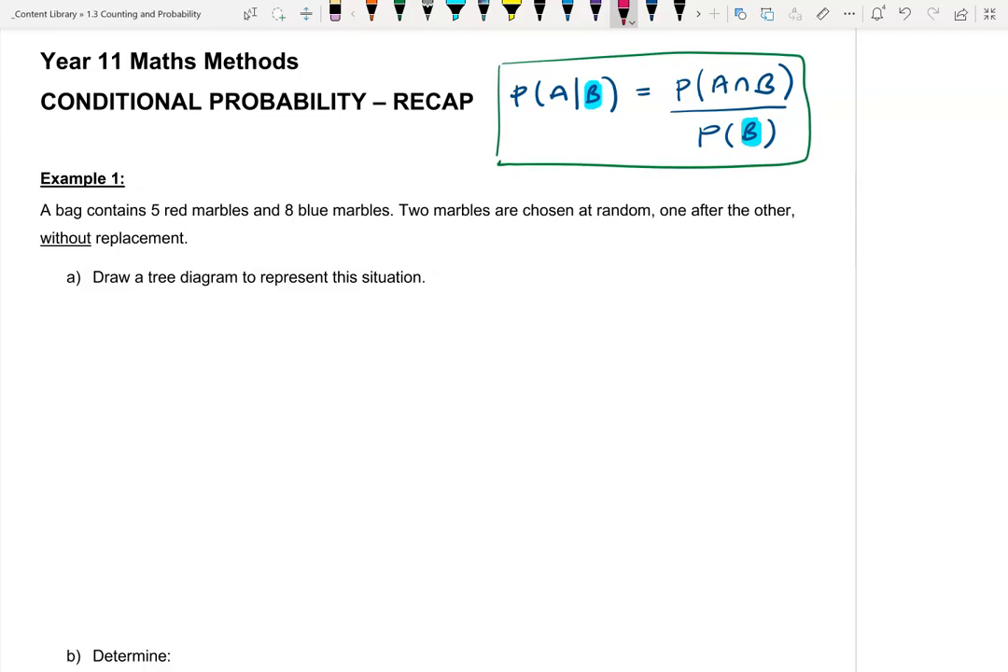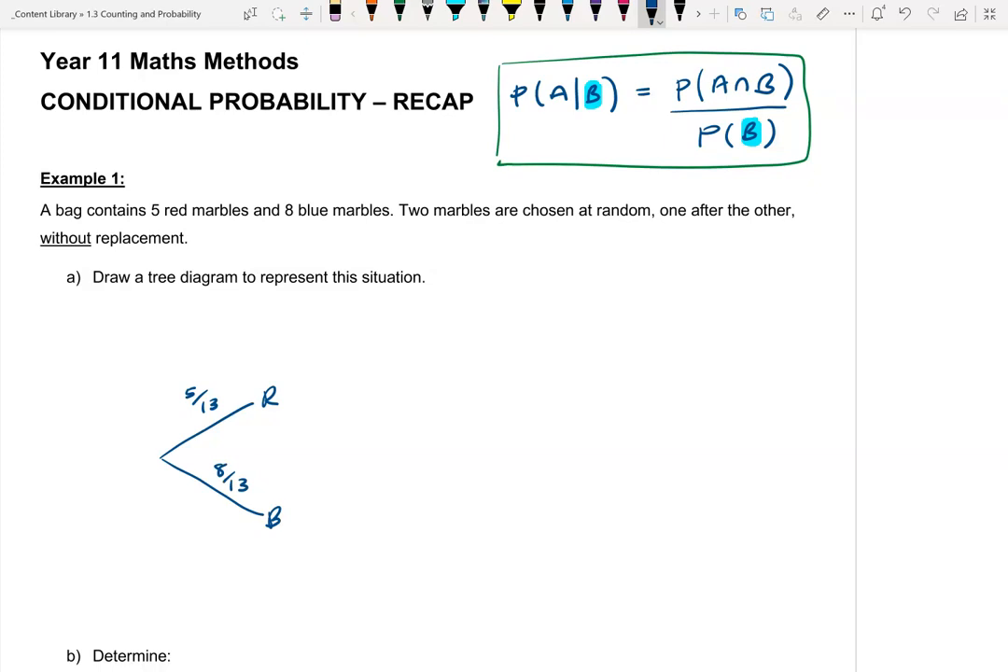So in our first example, we have a bag that contains 5 red marbles and 8 blue marbles. 2 marbles are chosen at random, one after the other, without replacing the first marble. So drawing a tree diagram of this situation, we've got a choice of a red or blue marble that we would choose. Now, they're not equally likely, so we have a 5 out of 13 chance of choosing a red and an 8 out of 13 chance of choosing a blue.